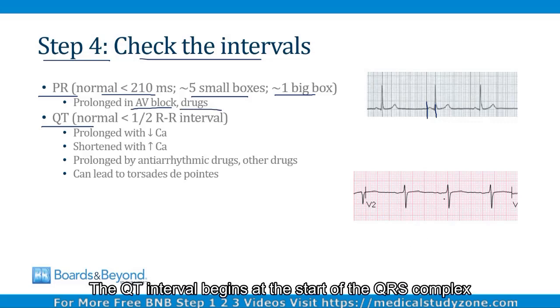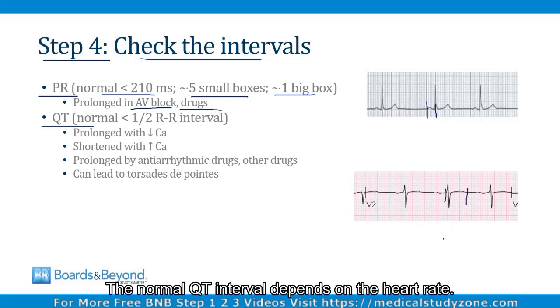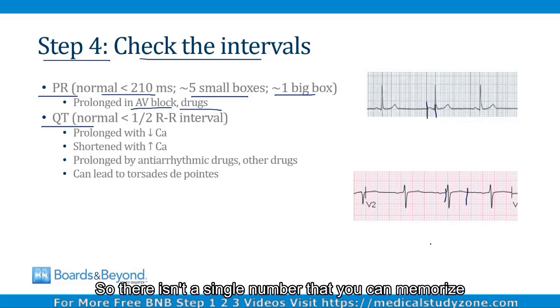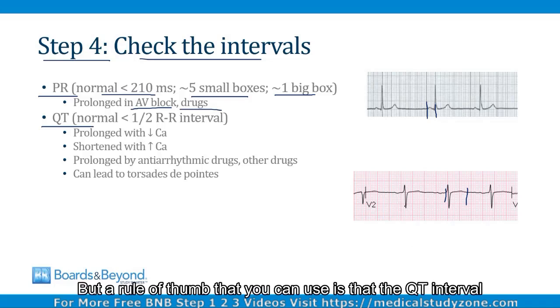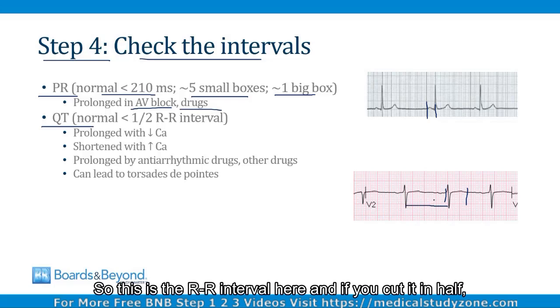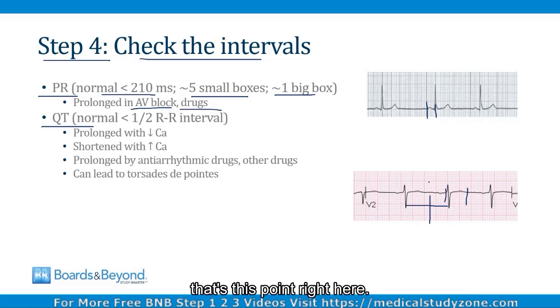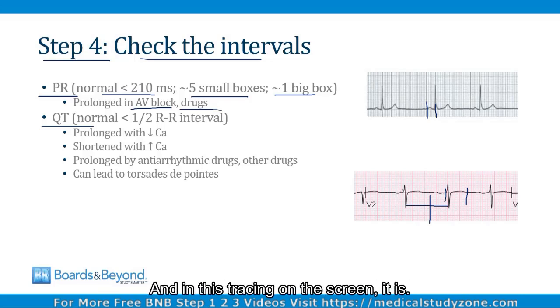The QT interval begins at the start of the QRS complex and ends at the end of the T wave. The normal QT interval depends on the heart rate, so there isn't a single number that you can memorize for the normal QT interval. But a rule of thumb that you can use is that the QT interval should be less than half the RR interval. So this is the RR interval here, and if you cut it in half, that's this point right here. So the QT interval should be less than this distance, and in this tracing on the screen it is. The QT interval begins here and ends here. This distance is less than half the RR interval, so that is normal. That's a good rule of thumb you can use.